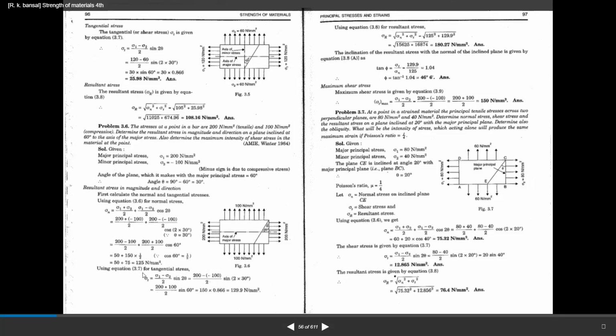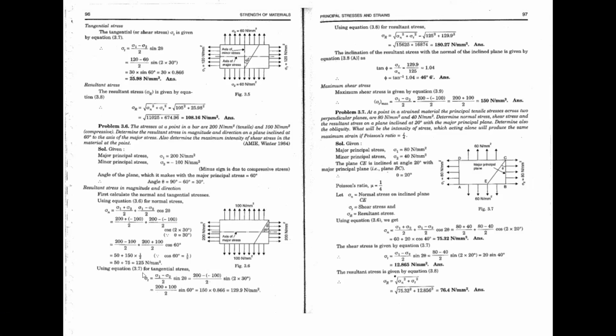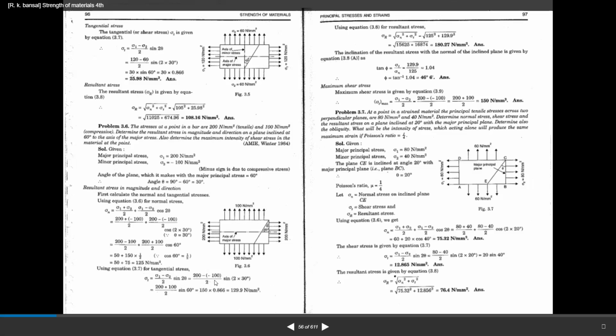Using equation 3.7 for tangential stress. The formula, as already given in the last problem, for calculating the tangential stress is sigma 1 minus sigma 2 by 2 into sine 2 theta. Substitute these values. Finally we get the value, sine 60, 150 into sine 60, 0.866. That equals 129.9 Newton per mm square. That is the sigma t value, the tangential stress.